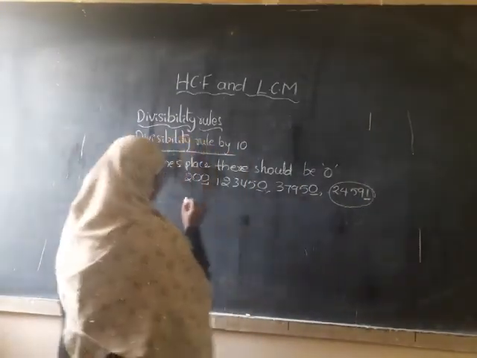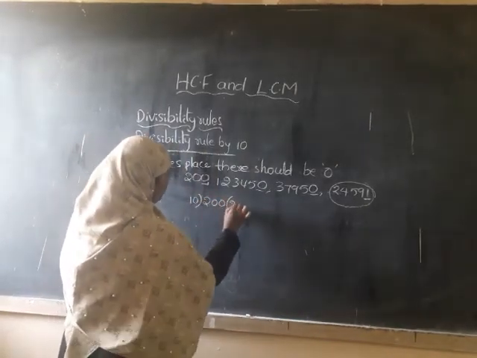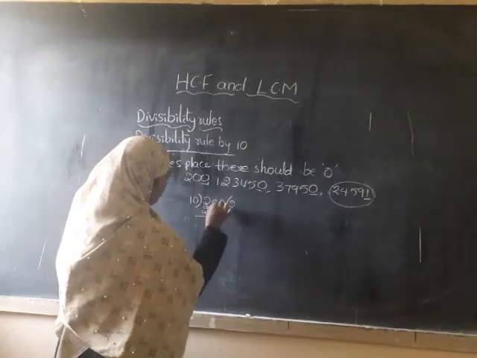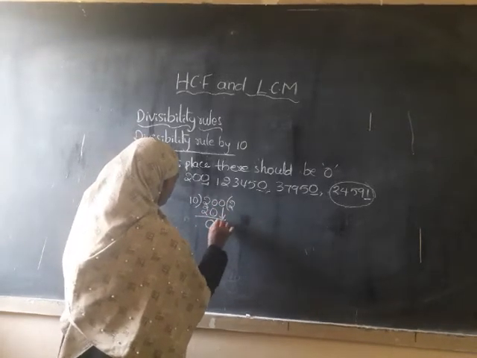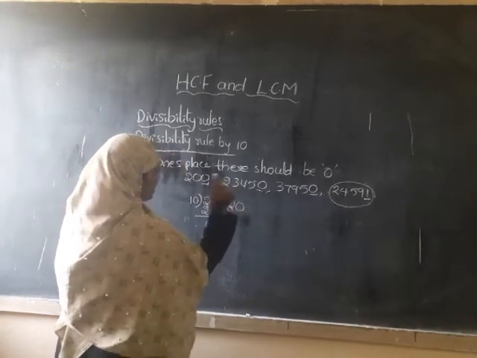Let me see the actual division. 200: 10 twos 20. 20 minus 20 is 0. So 10 zeros 0. It is completely divisible.